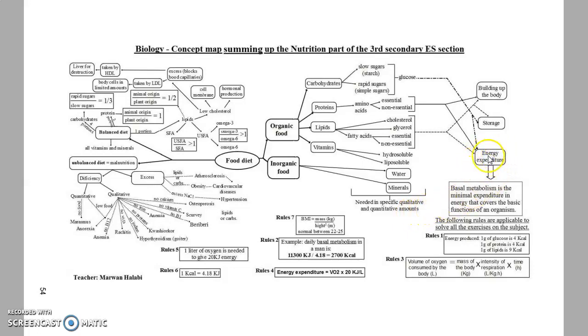Furthermore, energy expenditure is mainly used for basal metabolism, which is the minimum expenditure in energy that covers the basic functions of an organism. Okay? On the other hand, when food diet is unbalanced, malnutrition may take place. Malnutrition means one of these nutrients or main groups of food is absent.